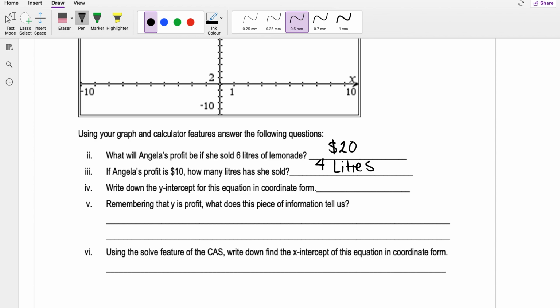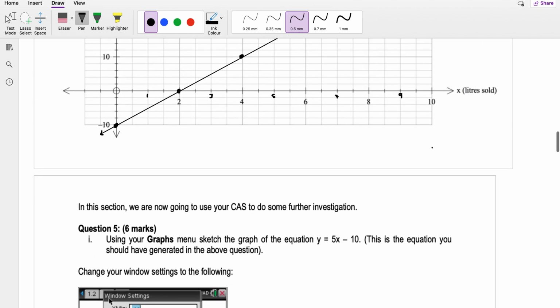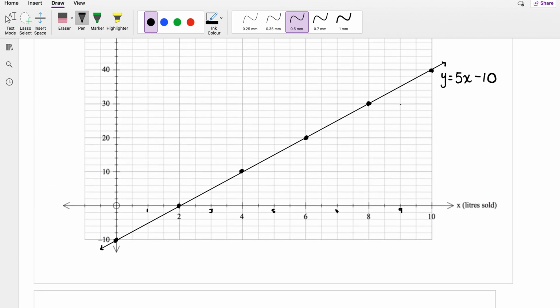Write down the y-intercept for the equation in coordinate form. That's easy. I don't even have to look at it. Remember that y is the profit. What does this piece of information tell us? And we already talked about this. This negative 10, what is it telling us? So if we look at our graph that we have here, you don't have to do this in your exercise, I just want to show you something. Y is our profit. Agree? Y is our profit.